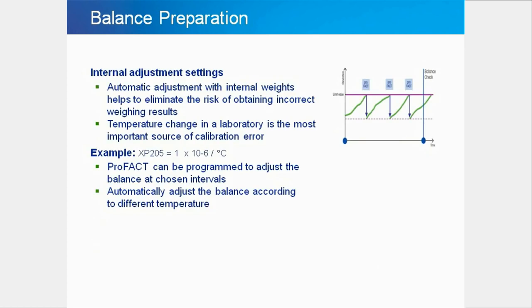The automatic adjustment with internal weights helps to eliminate the risk of obtaining incorrect weighing results. Temperature change in a laboratory is the most important source of calibration error. ProFact can be programmed to adjust the balance at chosen intervals and will automatically adjust the balance according to different temperature criteria chosen by the operator.